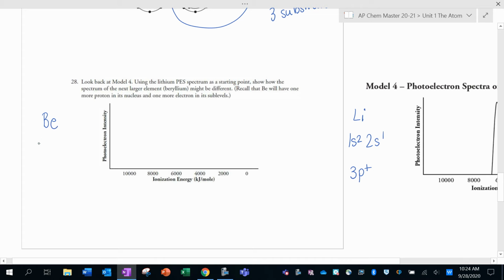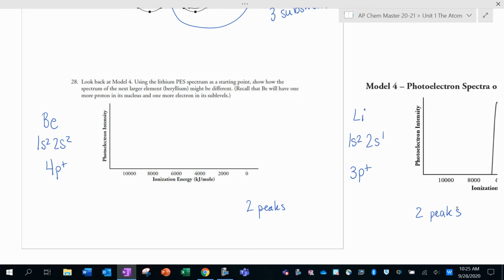Beryllium is right next to it, so it's got one more electron, so it's 1s2, 2s2, and beryllium has 4 protons in its nucleus. So if we're going to compare and contrast these graphs, something that'll be similar is they will both have 2 peaks because they both have 2 locations, 2 subshells. Okay, they both just have a 1s and a 2s. So that's what will be similar.